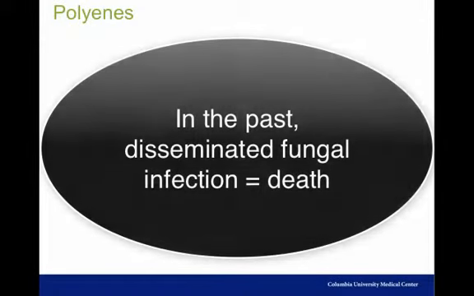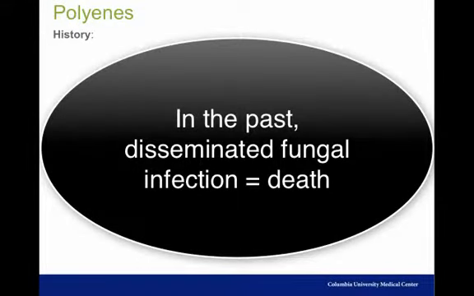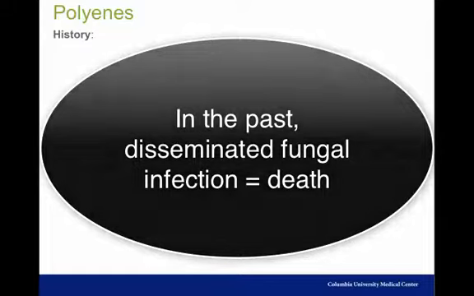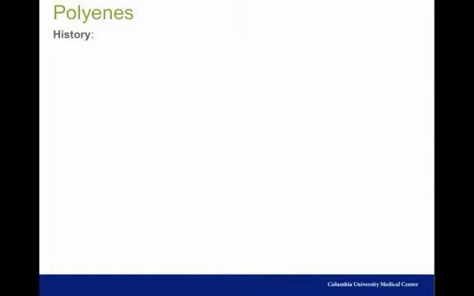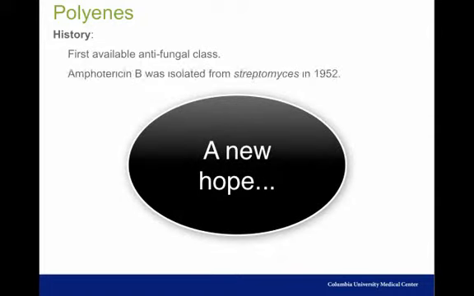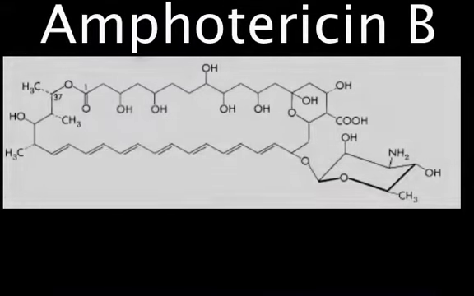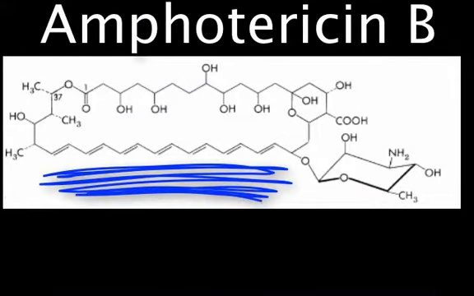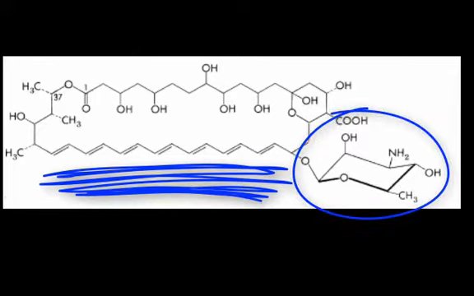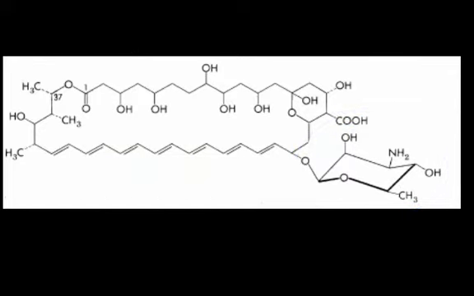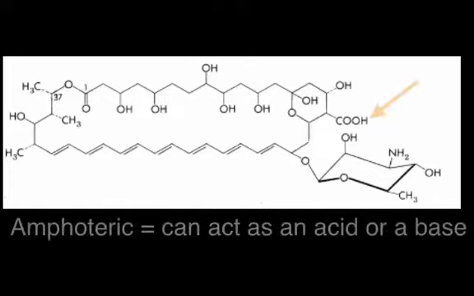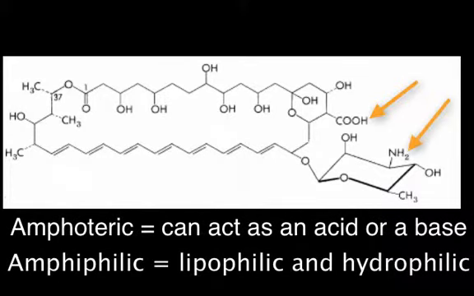At the turn of the 20th century, disseminated and even primary pulmonary fungal infections were almost uniformly fatal. Then, in the 1950s, a drug was isolated from Streptomyces bacteria. This drug class, called the polyenes, revolutionized the treatment of fungal infections. Amphotericin B remains the broadest spectrum agent. This drug is made up of 7 conjugated double bonds and a macrolide ring. The ampho part of the name amphotericin comes from the fact that this drug is amphoteric and amphophilic.